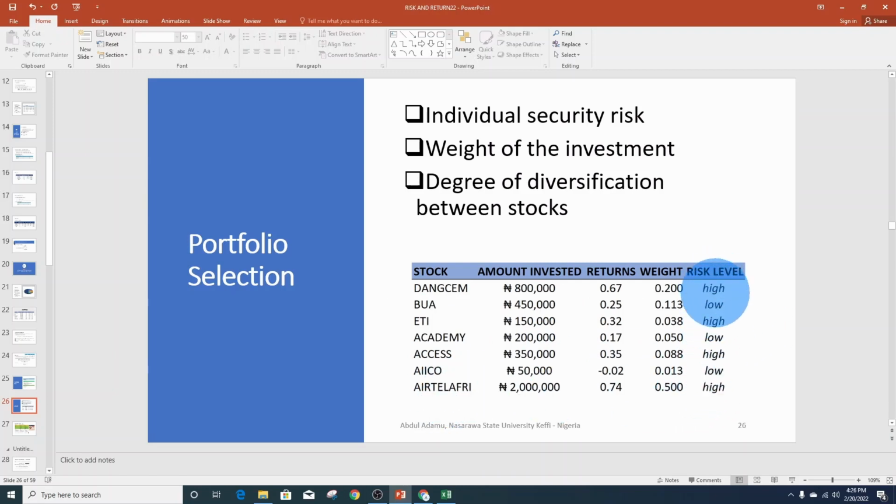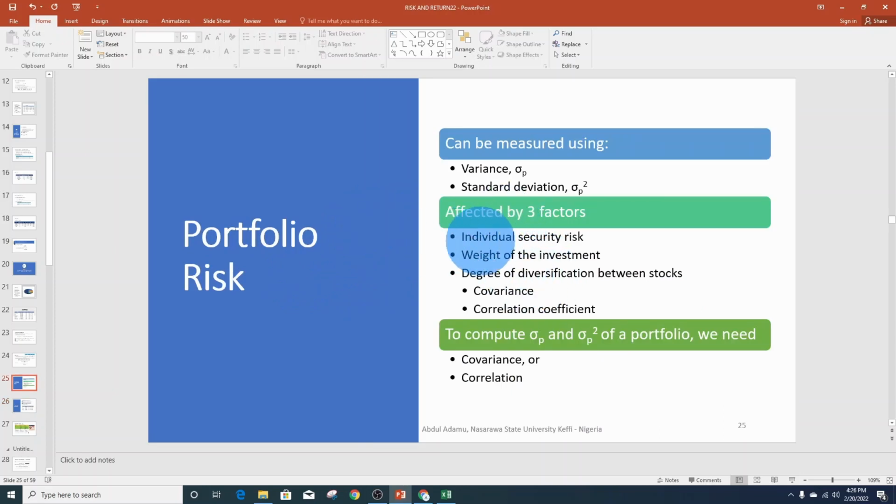So if you select stocks in your portfolio that the average risk is high, it means the portfolio risk will be high. If the average risk is low, it means the risk of the portfolio will be low. If you mix those high and low, then you'll be able to enjoy diversification. So that is one factor that affects portfolio risk. Each of the assets has its individual standard deviation, which is a measure of risk.